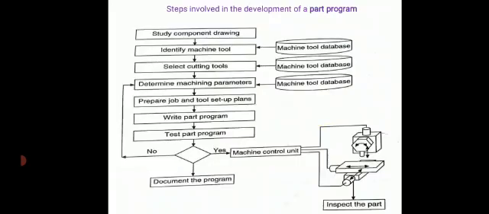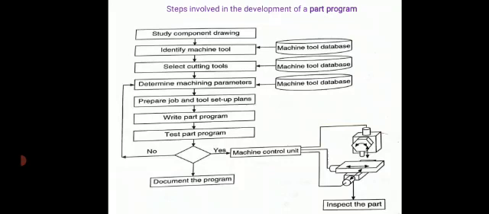Now the steps in detail. First step, study the component drawing, which includes all the details of the product. After studying the component drawing, move to the next level, identify the machine tool. The machine tool is identified from the machine tool database. After identifying the machine tool, move on to the cutting tool. Select the cutting tool based on the machine tool database.